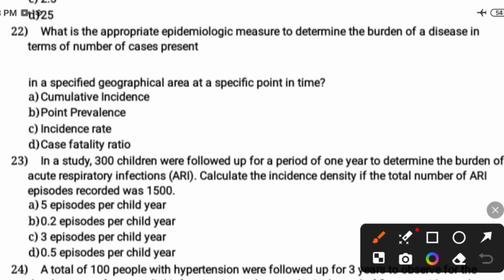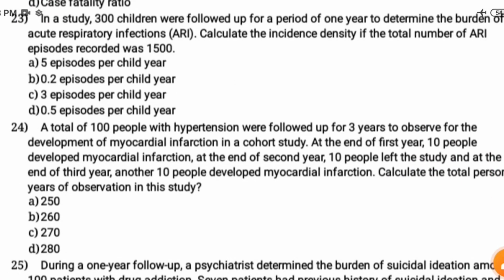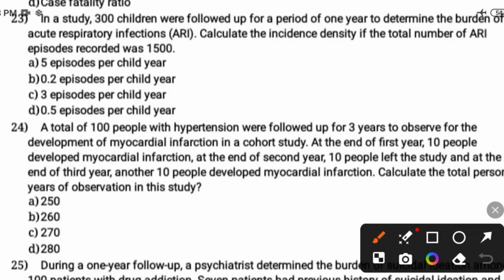So the single best answer here is point prevalence. Okay. Now, in a study, 300 children were followed up for a period of 1 year to determine the burden of acute respiratory infection. Calculate the incidence density if the total number of acute respiratory infection episodes recorded was 15,000. If you want, you can pause this video and try to answer in the comment section. Answer is 5 episodes per child per year.